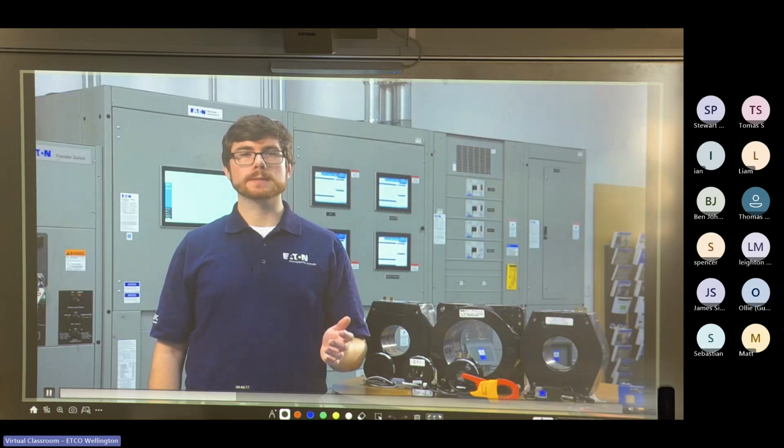Those voltage measurements obviously don't apply to New Zealand because we use 30 milliamps for residential.